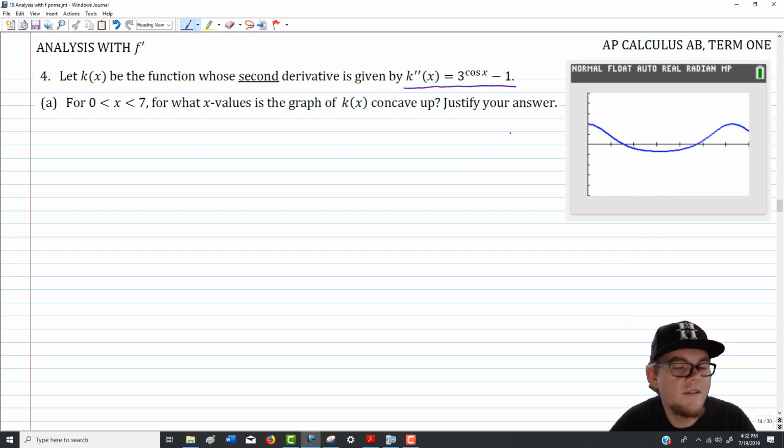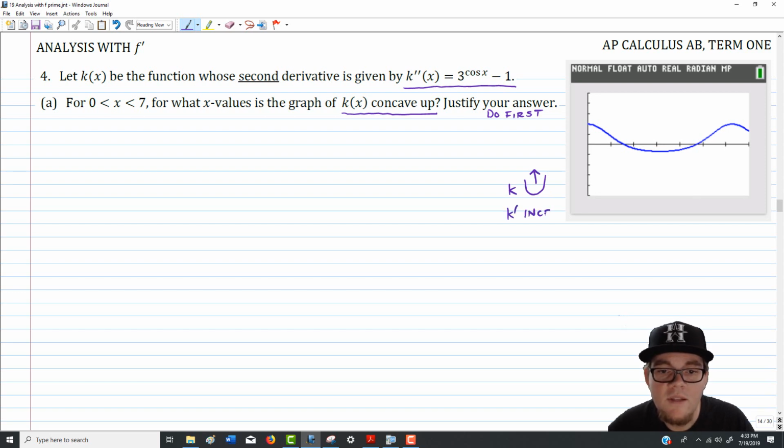So the first question asks us for what x values, between 0 and 7 of course, is the graph of k of x concave up, and they want us to justify our answer. As usual, I'm going to care about the justification before I do anything else. So the question for me is, how do I know that k of x is concave up? Well, we could look at the picture. We could look for k of x. Remember, we've got all these reasons. We've got k concave up would mean that it's opening upward. We could look at k prime and talk about k prime increasing.